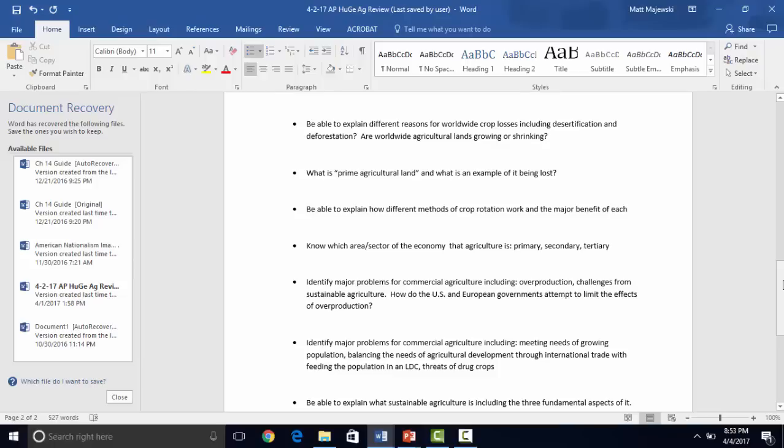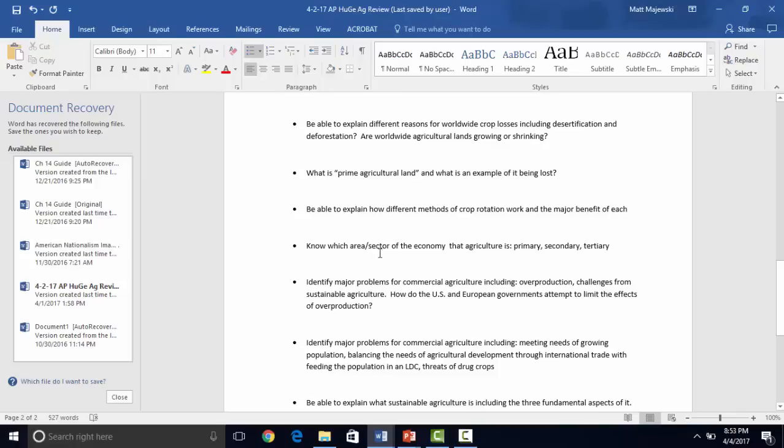Be able to explain how different methods of crop rotation work and the major benefit of each. Hey, folks, again, just like Boserup's theory, I'm going to cover crop rotation again tomorrow in class, so I'm going to hold off on going over that during the review.